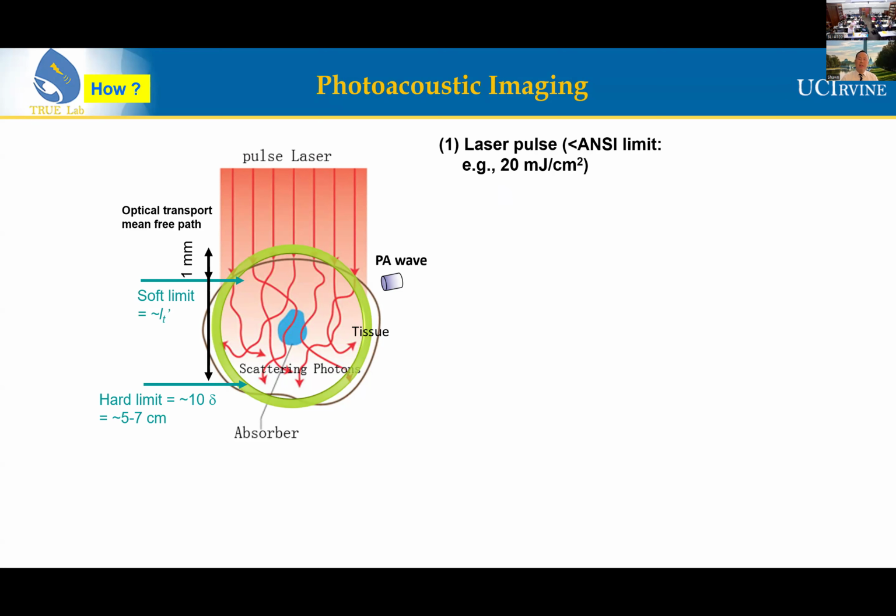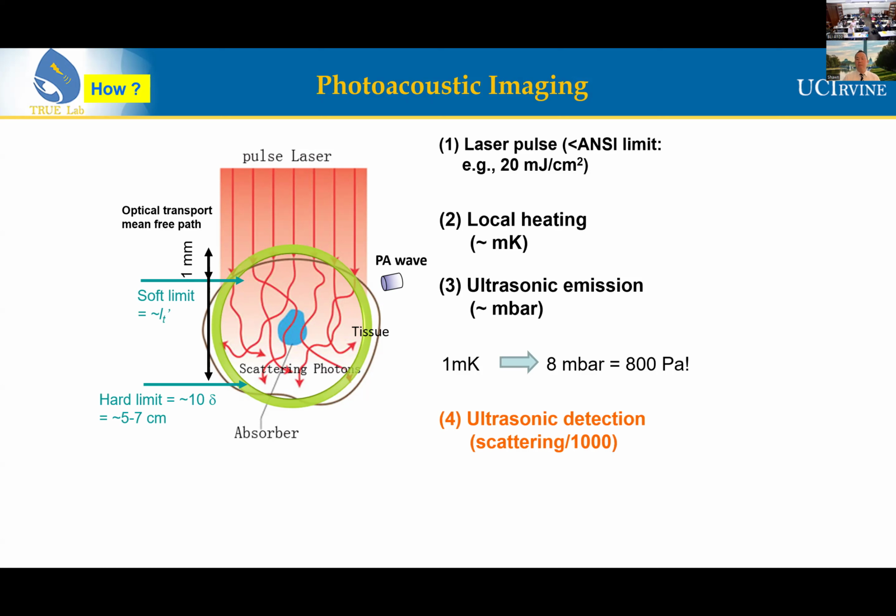The basic process is we're using laser energy below the safety limit. The energy is going to be absorbed and then generate a tiny bit of heat. We're not talking about a couple of degrees. We're talking about a milli-Kelvin, and even for just 1 milli-Kelvin, we can produce a pretty large pressure wave, say 800 Pascal. So that's why we can really use a commercial detector to catch it.